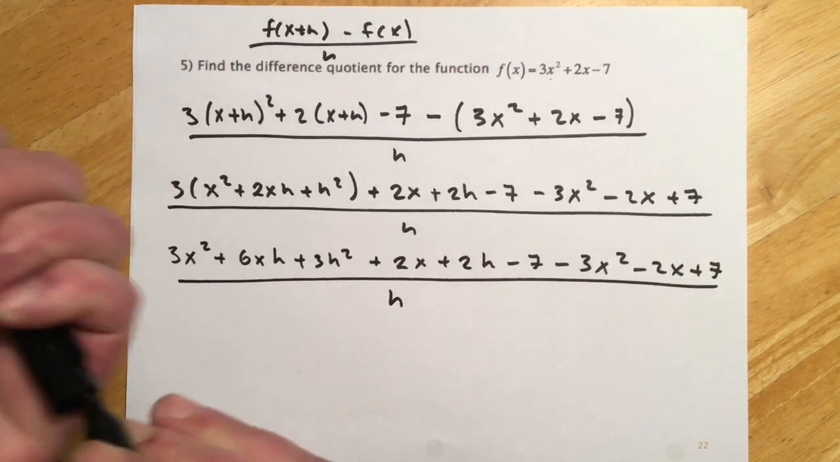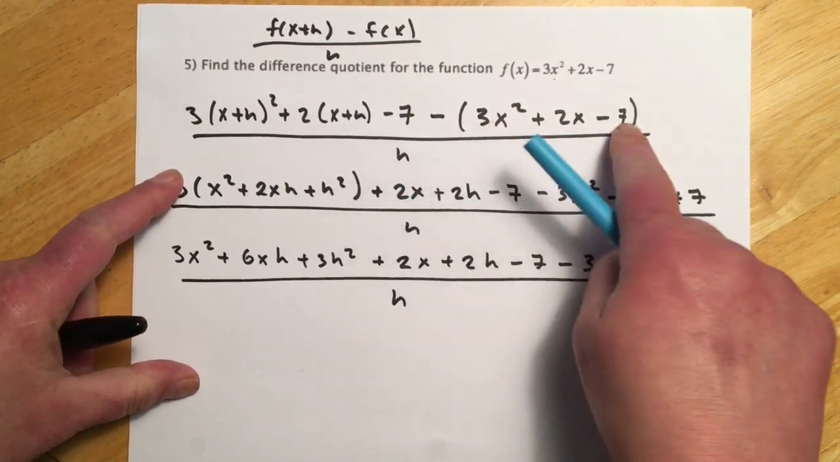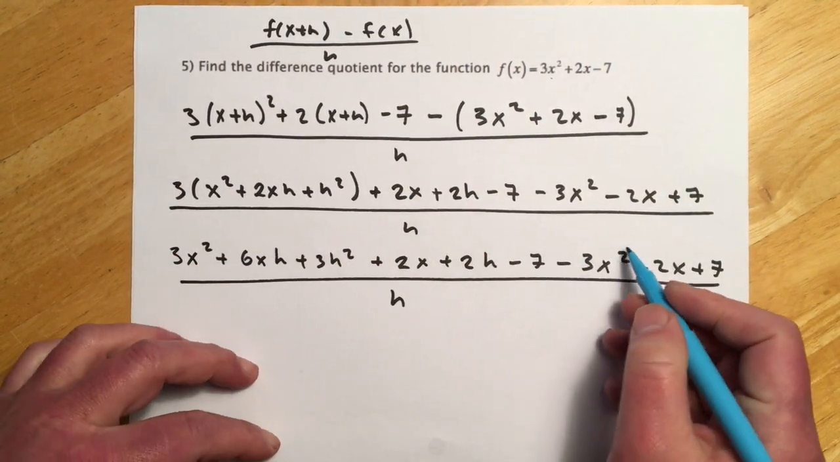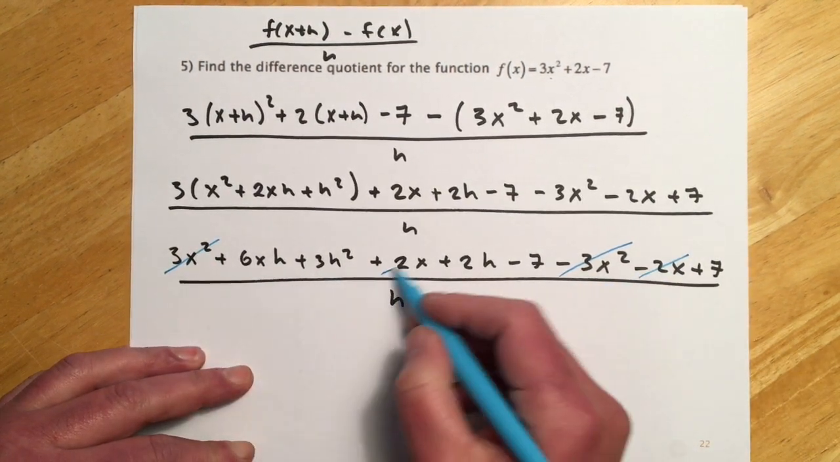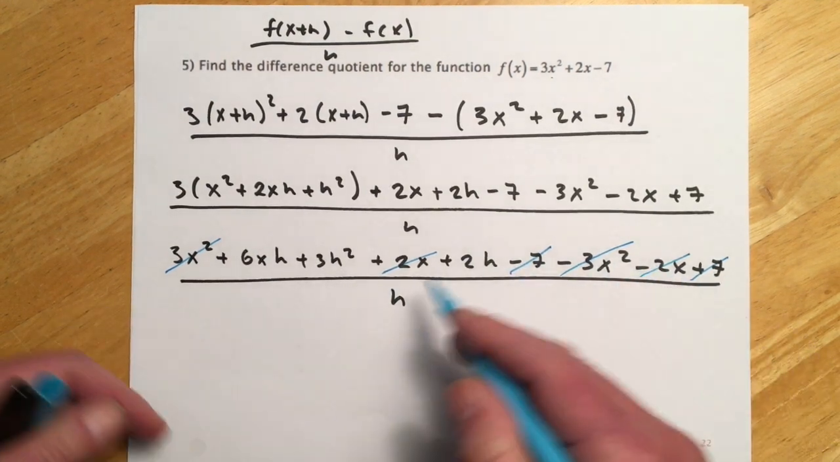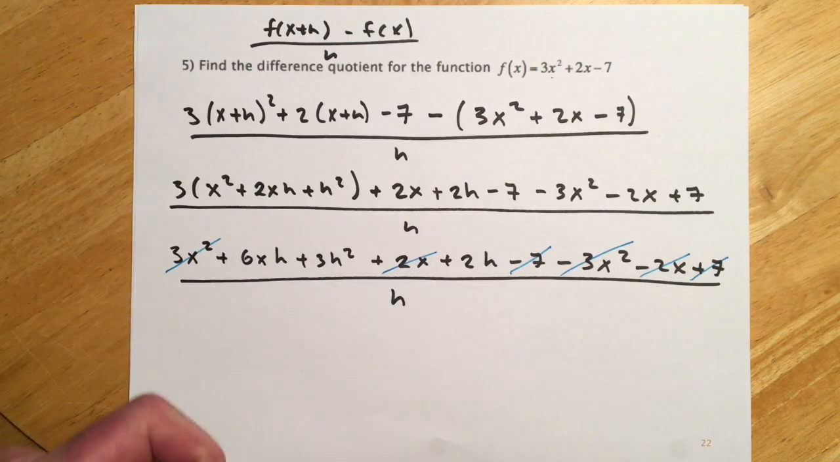Okay, so now we got that big wad of math. And so here's the canceling that should happen. Everything that was in f of x plus h should cancel with something earlier. So minus 3x squared plus 3x squared, minus 2x plus 2x, plus 7 minus 7. If that doesn't happen, again, you got a sign wrong somewhere or something went wrong.